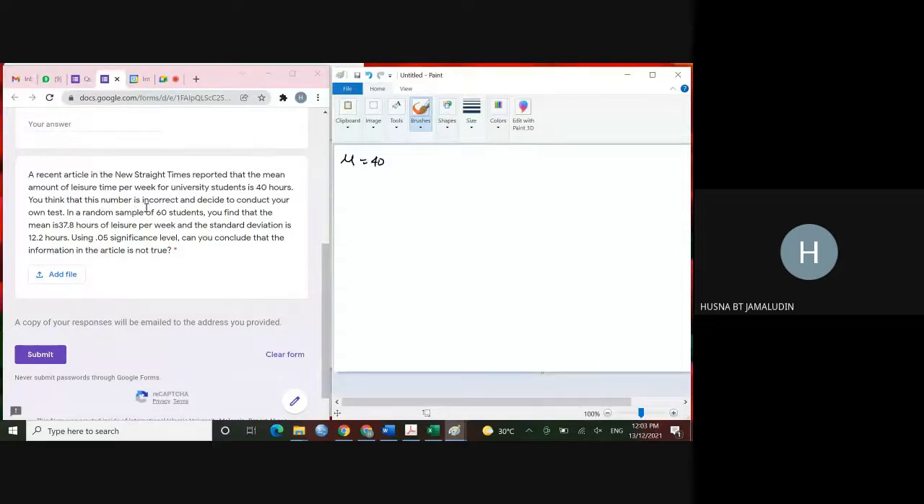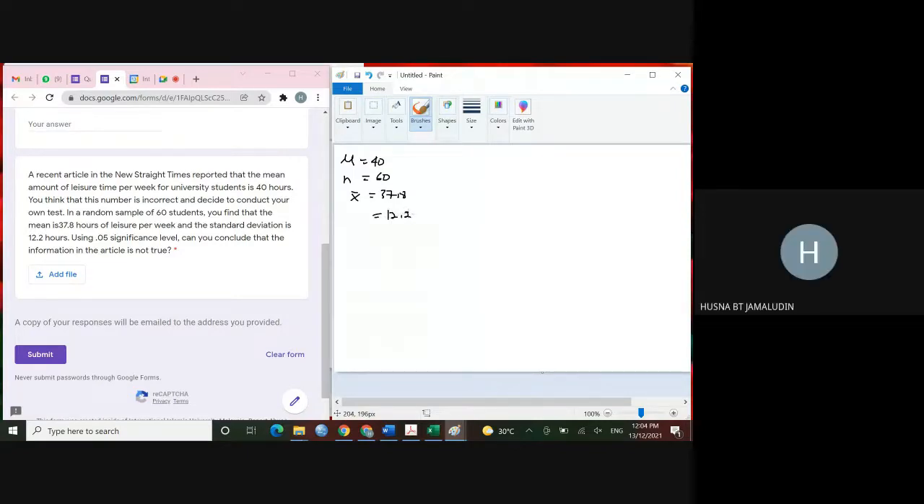You think that this number is incorrect and you decide to conduct your own test. Because you have learned statistics, you can perform your test on a random sample of 60 students. So what is this? n, 60. And you find that the mean is 37.8. What is this 37.8? X bar. This is your X bar, from your own survey or test. And the standard deviation is 12.2.